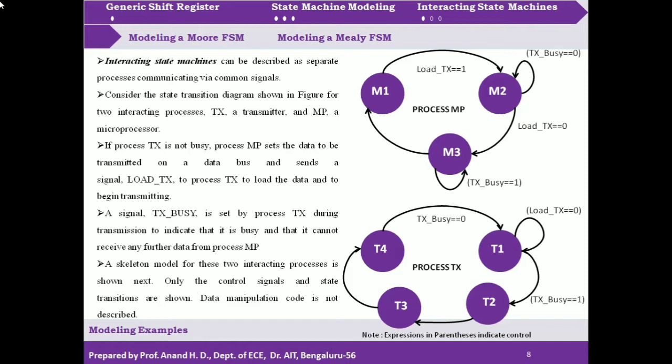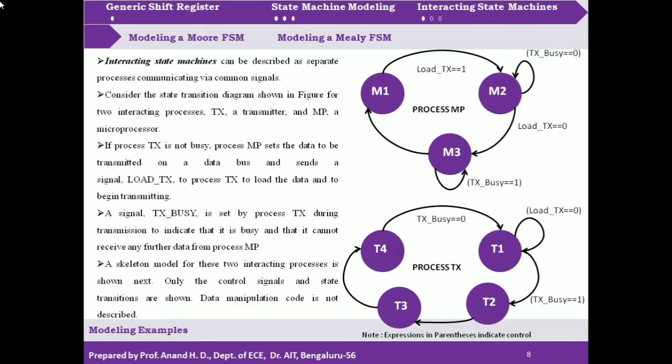The control signal load_TX is asserted by process MP, and the other control signal, TX_busy, is asserted by the process TX. If the signal load_TX is 1, it indicates that the microprocessor is sending data over the data bus to the transmitter. If load_TX is 0, then it means that data is not sent through the data bus.